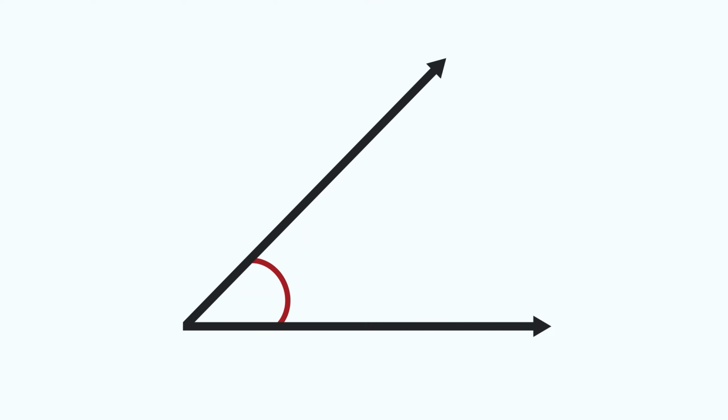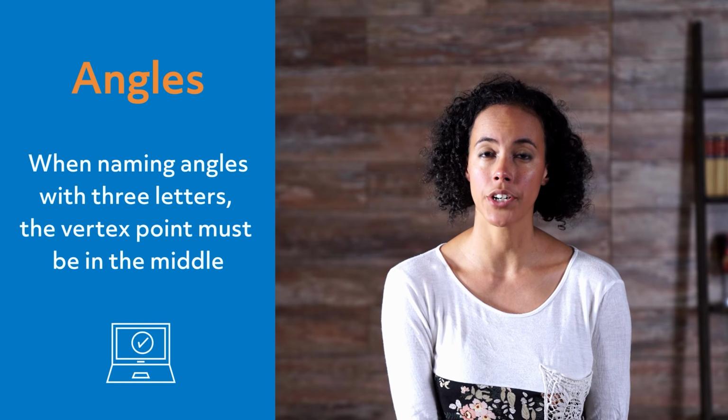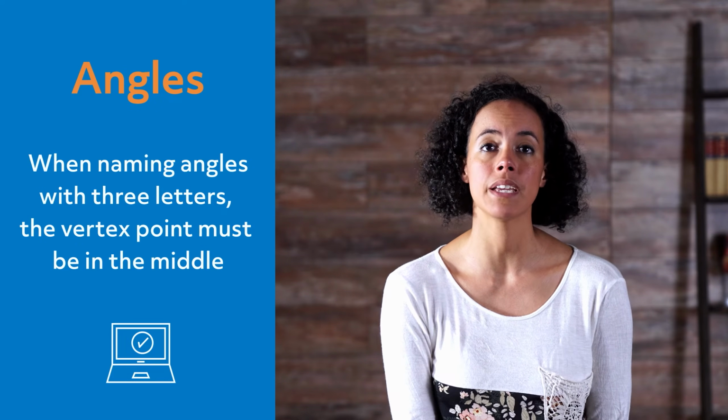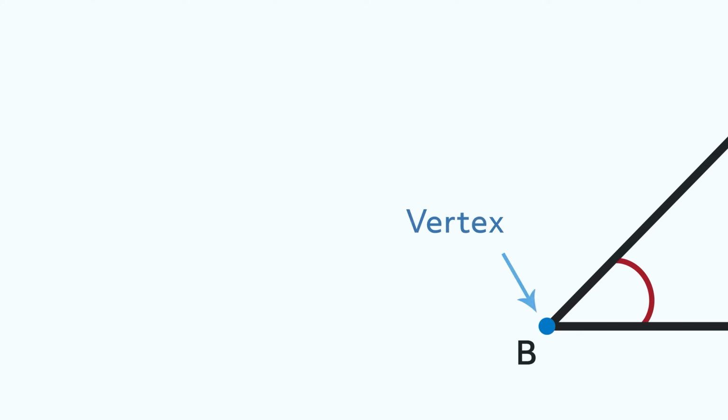Sometimes we have many angles, so in order to tell them apart, we have a system for naming them. Here's our simple angle again, but with a few points added on the rays. Now we can refer to our angle as angle ABC. When naming angles with 3 letters, the vertex point must be in the middle. Here, B is the vertex, so the B goes between the A and the C. We can actually call this angle CBA, and it is just as correct.